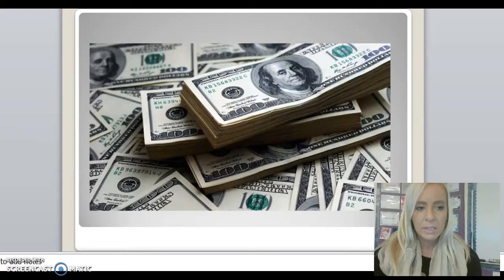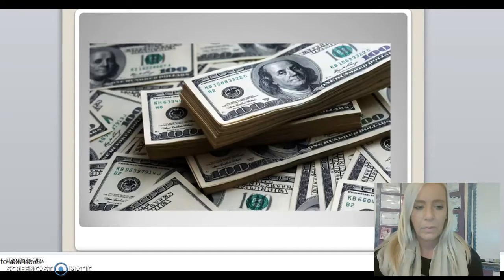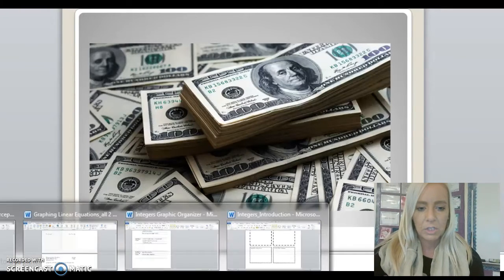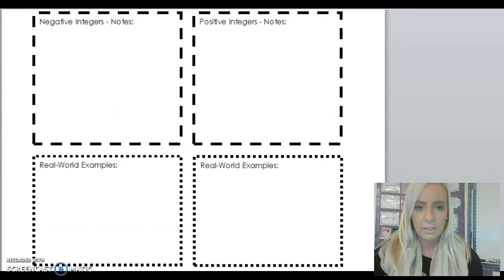Some of your parents might invest some money in the stock market, which we're going to also do in class. That uses a lot of positive and negative integers as well. All right, so I hope you have a little bit of background knowledge on positive and negative integers. Again, if you need to, go back through the video and rewatch certain parts to fill out these sections.